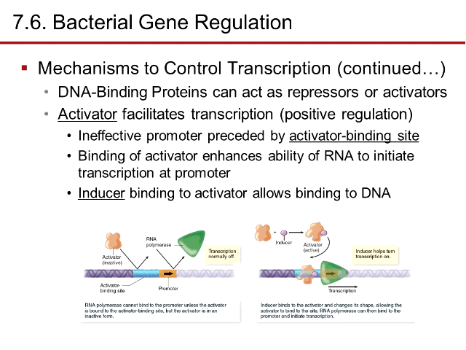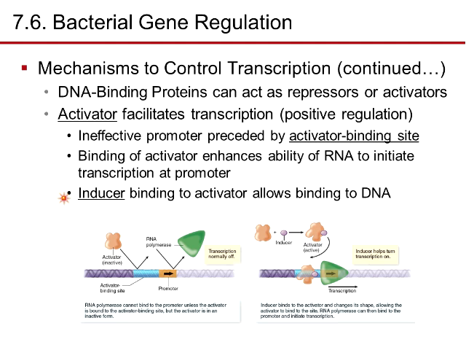Now, DNA binding proteins can act as repressors or activators. If they're activators, they facilitate transcription. They are positive regulation. They have an ineffective promoter preceded by an activator binding site, and the binding of the activator enhances the ability of RNA polymerase to initiate transcription at the promoter. The inducer binding to the activator allows the binding to DNA.